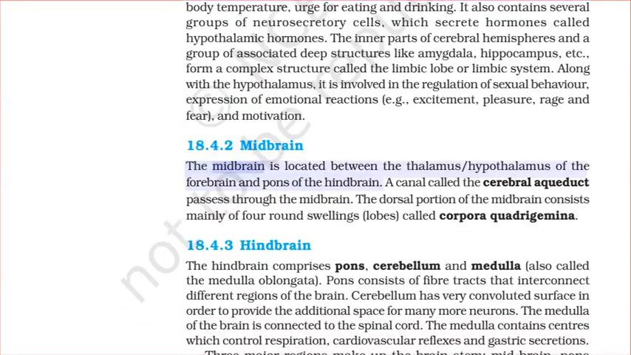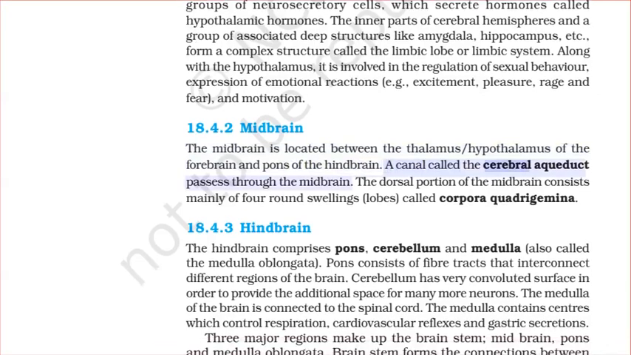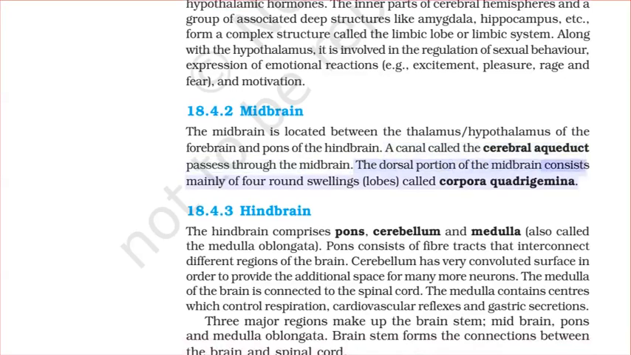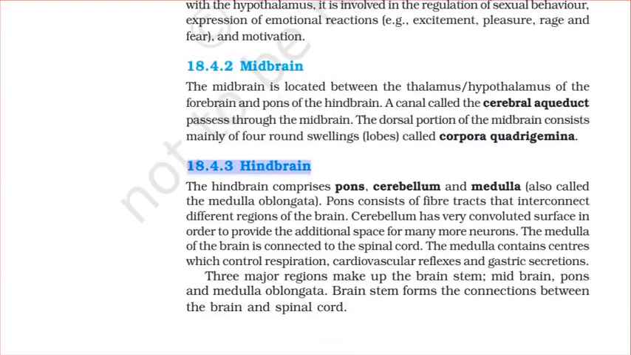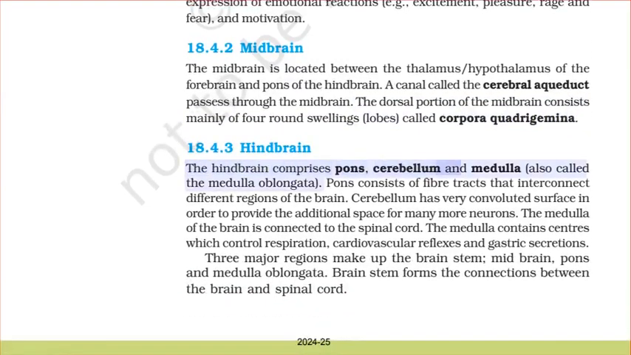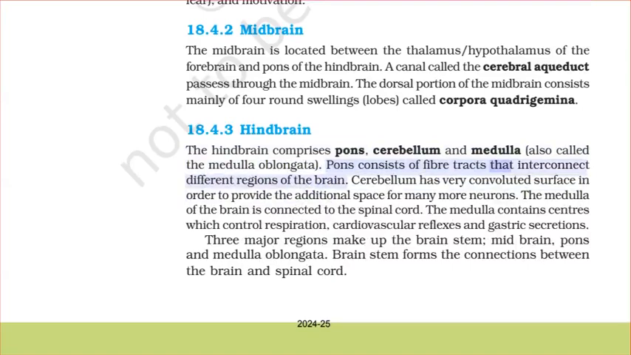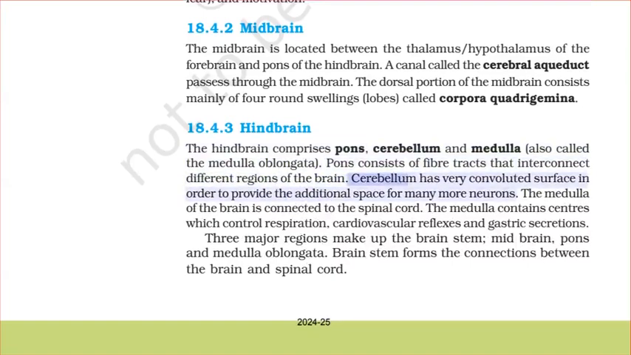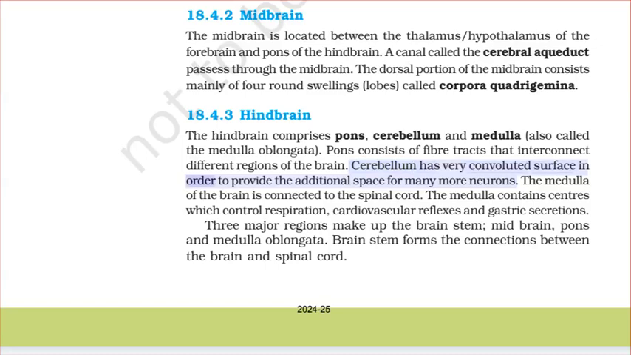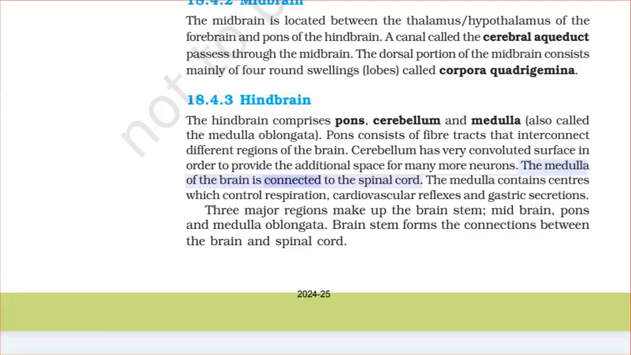Midbrain. The midbrain is located between the thalamus, hypothalamus of the forebrain and pons of the hindbrain. A canal called the cerebral aqueduct passes through the midbrain. The dorsal portion of the midbrain consists mainly of 4 round swellings, lobes called corpora quadrigemina. Hindbrain. The hindbrain comprises pons, cerebellum, and medulla, also called the medulla oblongata. Pons consist of fiber tracts that interconnect different regions of the brain. Cerebellum has a very convoluted surface in order to provide the additional space for many more neurons. The medulla of the brain is connected to the spinal cord.